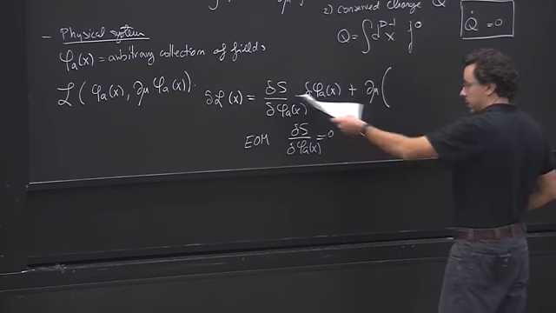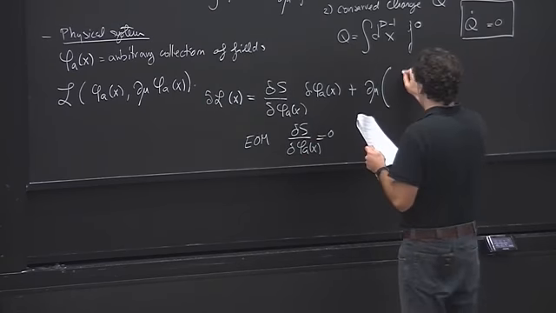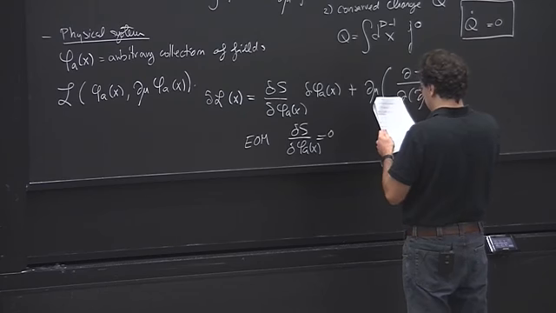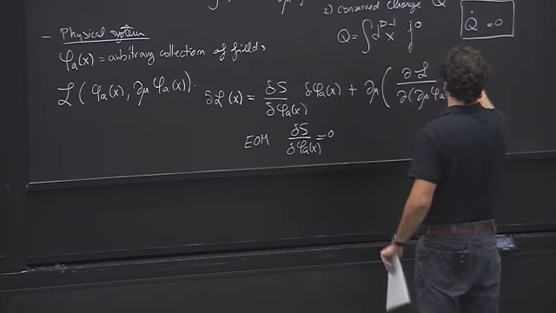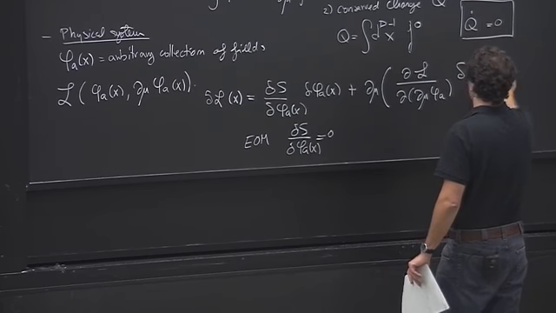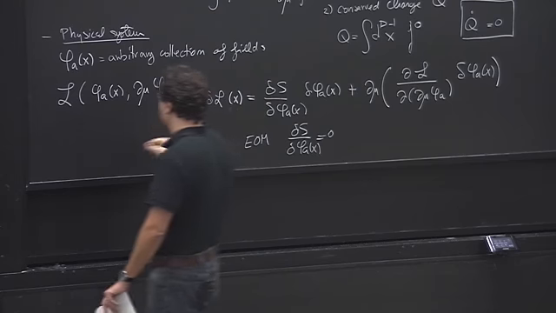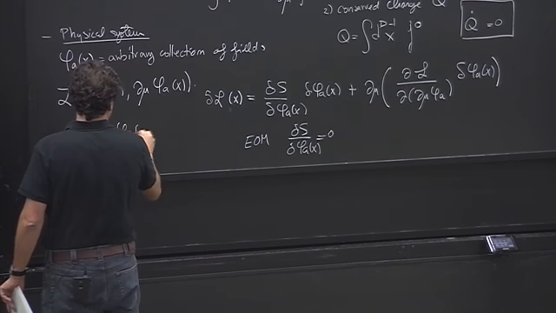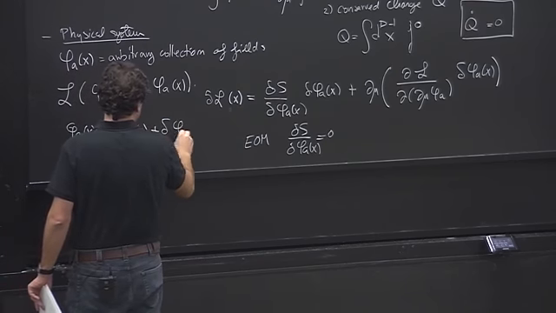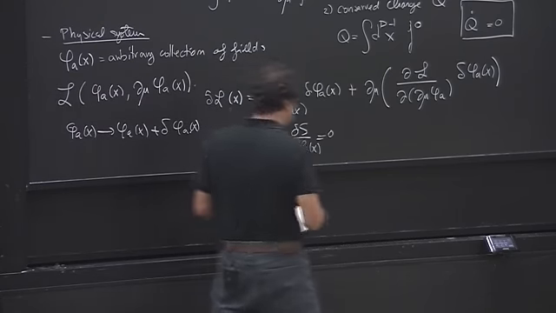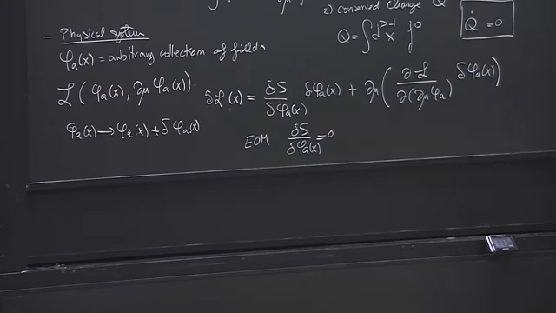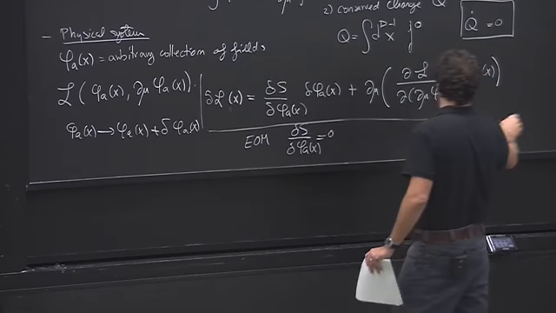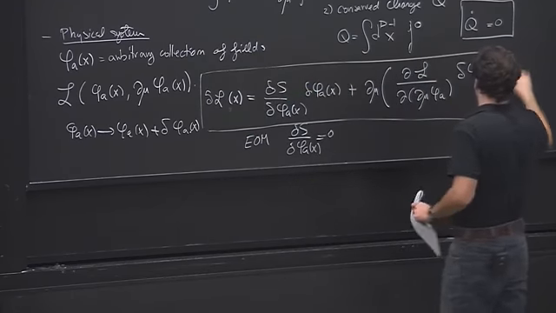So when you do this variation, which you've done many times by now, you get a total derivative, which is this: the derivative of the Lagrangian with respect to the derivative of the field, times the variation of the field. So right now what I'm doing is just varying the Lagrangian due to doing an infinitesimal variation like this, delta phi of x, okay? So that's true for any field variation.